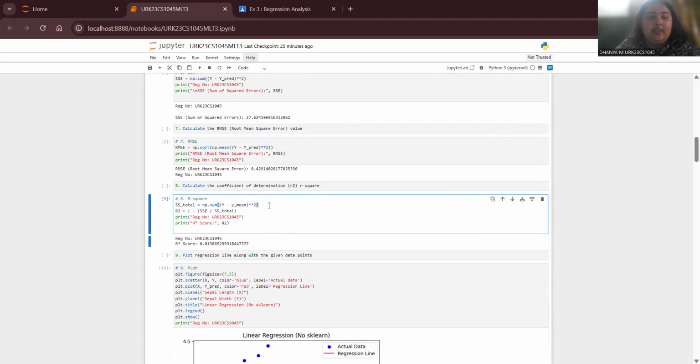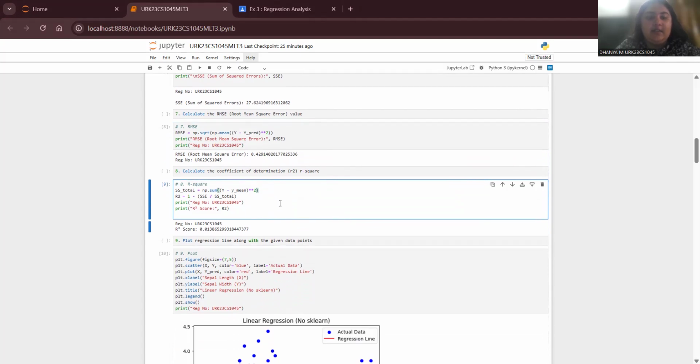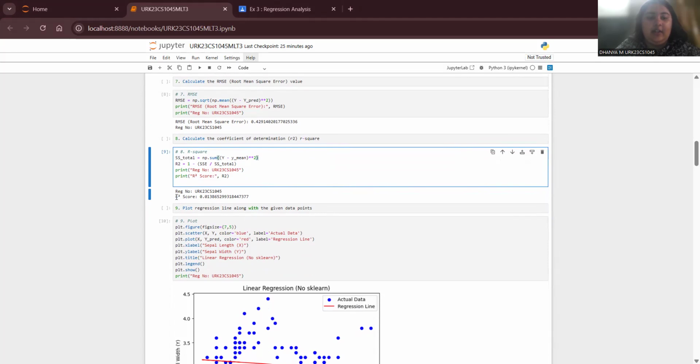And for the eighth question, I've calculated the coefficient of determination, R square. The coefficient of determination R square measures how well the regression model explains the variations in the data. R square value ranges from 0 to 1. A value close to 1 indicates a strong model. A value close to 0 indicates a weak model. I've calculated the R square here.